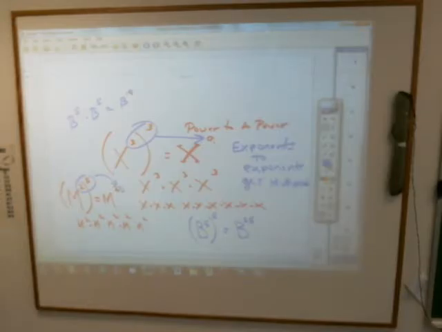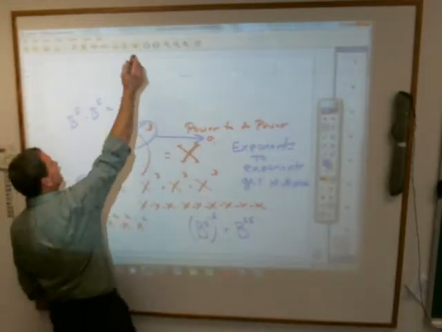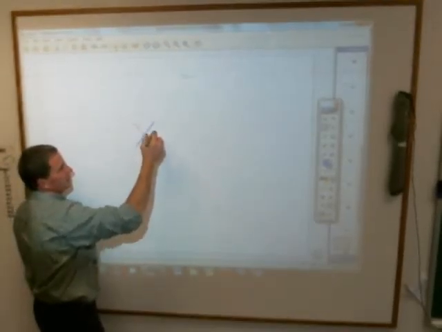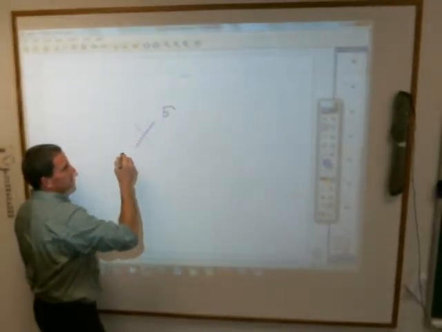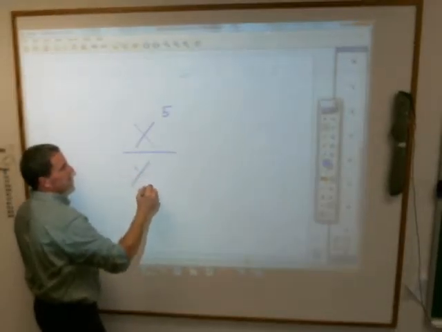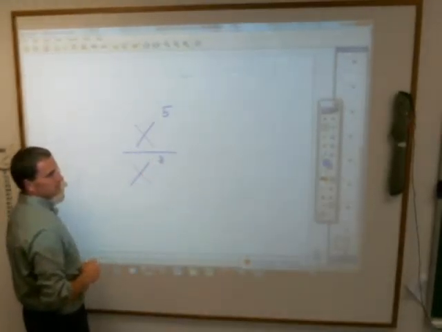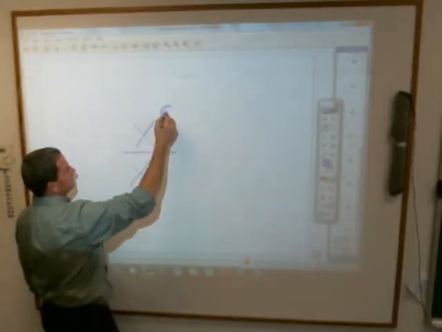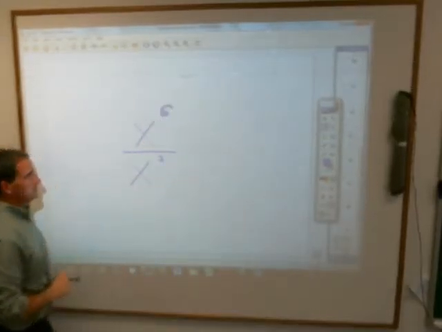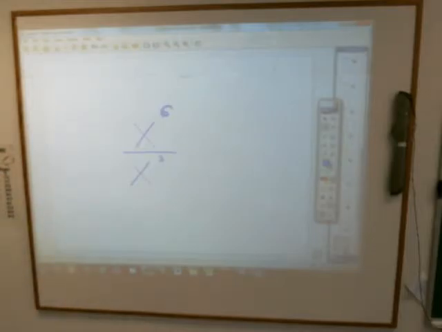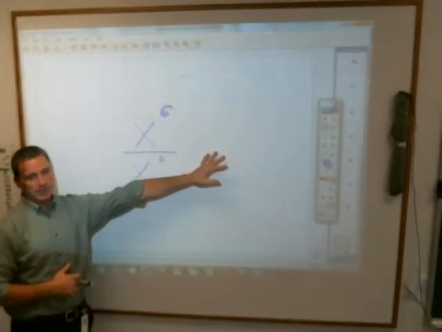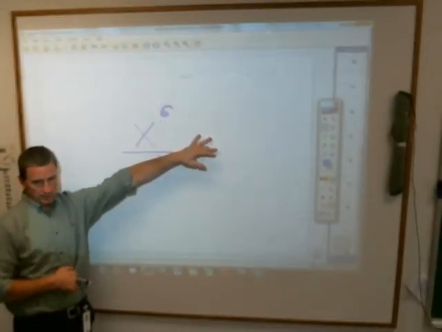And then we've got one last one. What do you get if you have x to the 6th power divided by x to the 3rd power? Intuitively, you would say, since that's a division problem, it should be 6 divided by 3, and I get x to the 2nd power, which is incorrect.